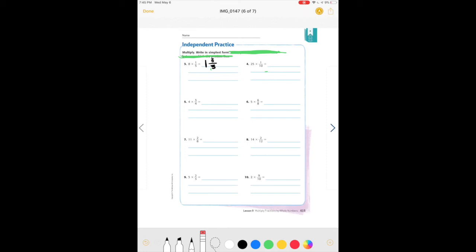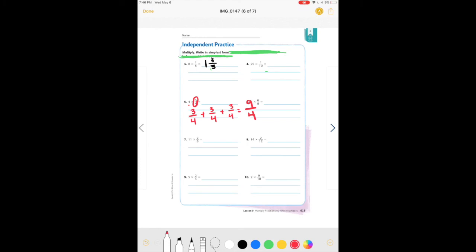Okay, let's do number 5. 4 times 3/4. So I'm working with 3/4, and I need to add it 4 times. So I'm going to do 3/4 plus 3/4 plus 3/4. I know how to add like fractions. 4 stays the same, my denominator, and I add my numerator. 3 plus 3 is 6, plus 3 is 9.